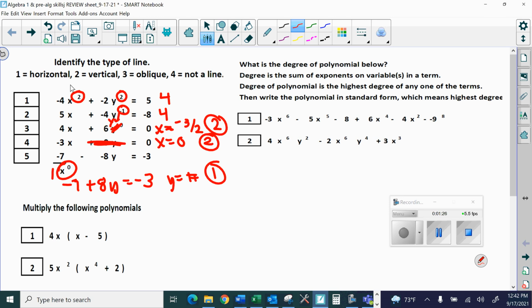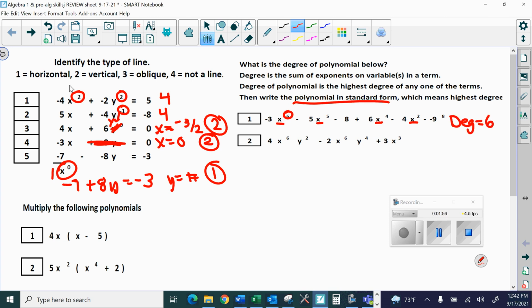All right, let's go over here to the degree of the polynomial. Then write the polynomial in standard form, which means the highest degree down. So the degree is, I look at the exponents on the variables. So only those ones, those are the only ones that have the variables. I take the highest exponent of any term. So that one is a 6, 5, 4, and 2. So 6 is the highest. Okay, so the degree is 6.